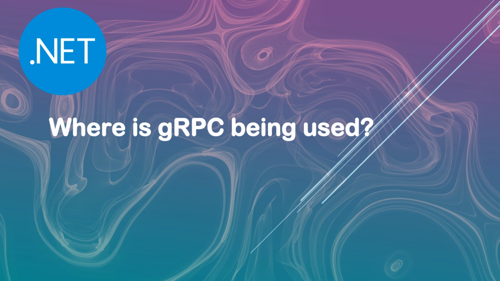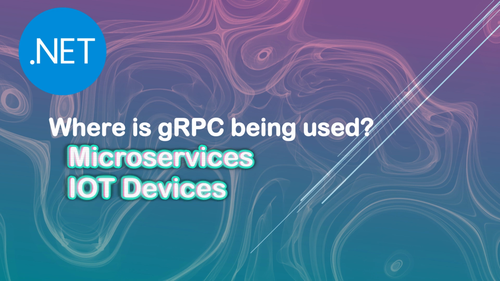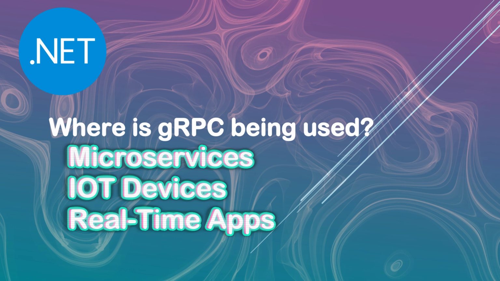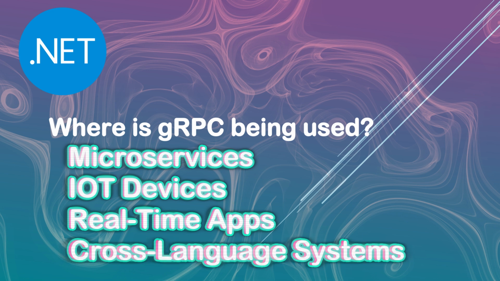Where is gRPC being used? You will see gRPC in action in a bunch of places like microservices for super fast communication between services, IoT devices, when bandwidth is tight and every byte counts, real-time apps like chat systems or live streaming, and cross-language systems when you've got a mix of programming languages working together.